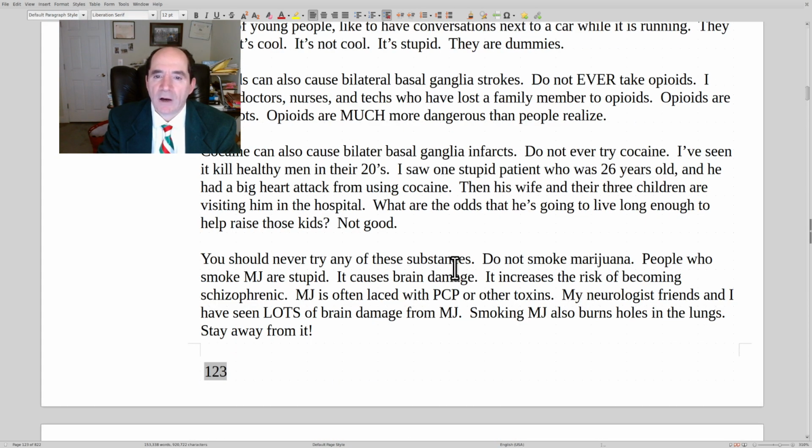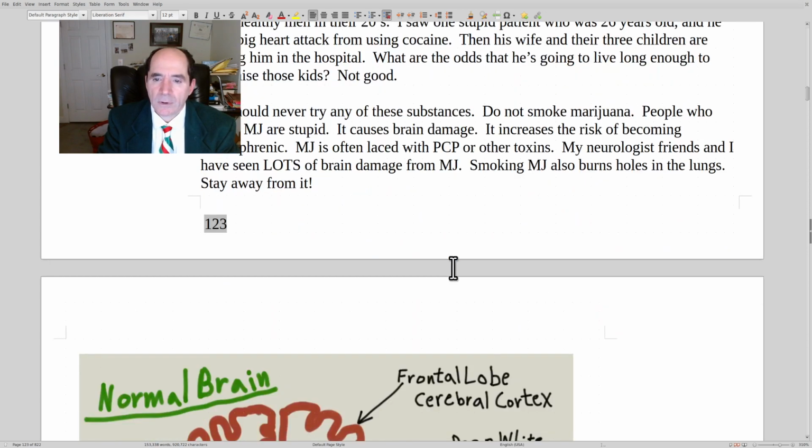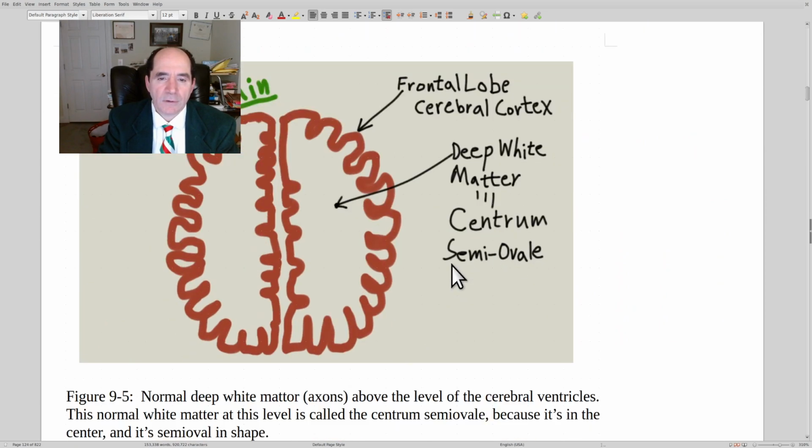Oh yeah, and don't leave your car running and sit there inhaling this stuff. Okay, that's pretty stupid. I mentioned that, all right.